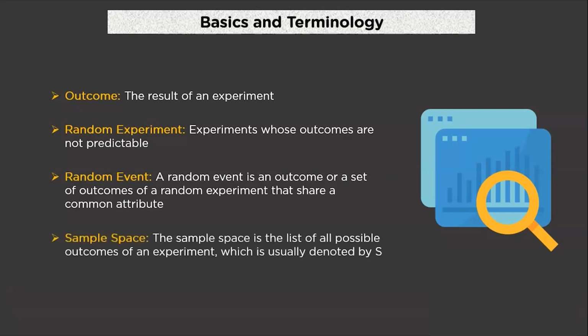The last one is sample space. A sample space is a collection or a set of possible outcomes of a random experiment. The sample space is represented using the symbol S. The subset of all possible outcomes of an experiment is called events, and a sample space may contain a number of outcomes that depends on the experiment. If it contains a finite number of outcomes, then it is known as a discrete or finite sample space.